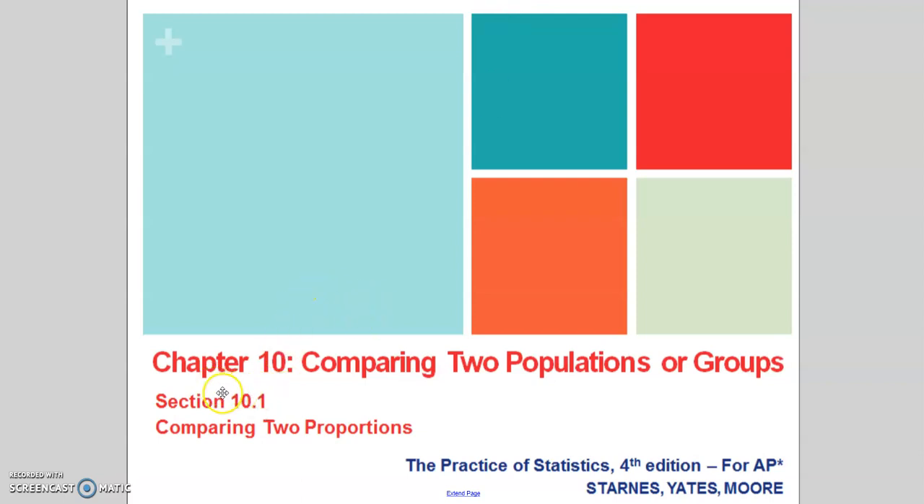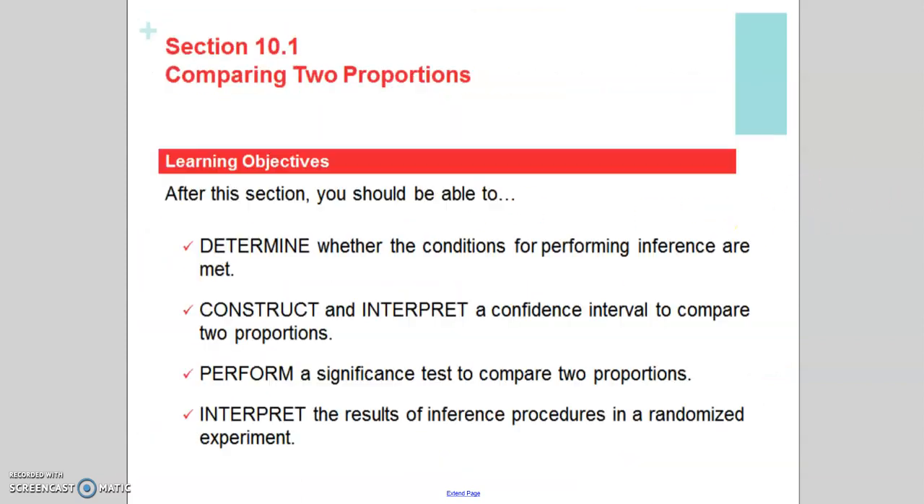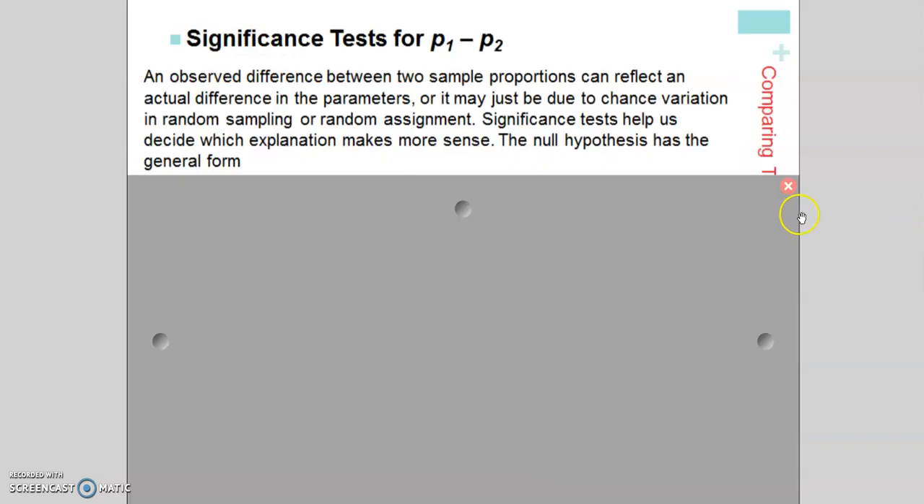Today we're going to continue talking about section 10.1, comparing two proportions. And today we're going to look at how to do a significance test to compare two proportions. So basically the idea is we want to see if an observed difference between two sample proportions is actually representative of an actual difference in the two parameters, or is it just due to chance variation. So we use a significance test to help us decide which of those two explanations makes more sense.